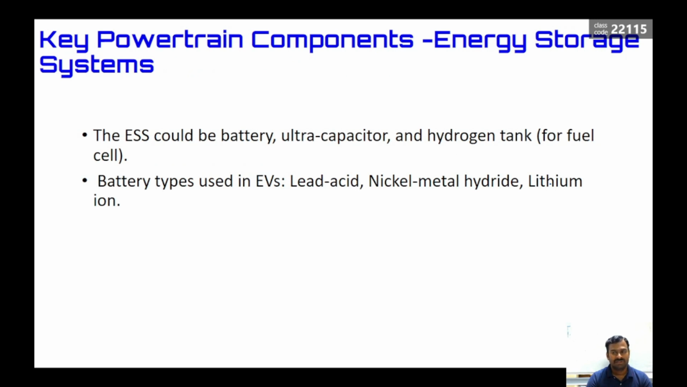And the energy storage system is the last important thing. The ESS, the energy storage system, could be a battery, ultracapacitor, hydrogen tank or fuel cell. So these are the different types of energy storage methods we use. Battery types used in EVs: lead acid, nickel metal hydride, and lithium ion. So these are the different types of batteries used in EVs.